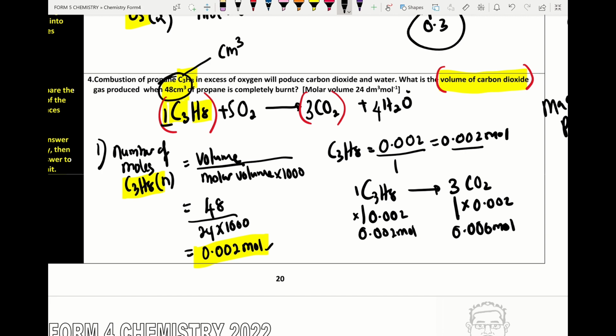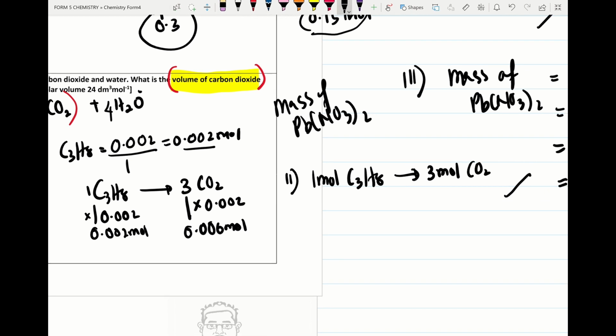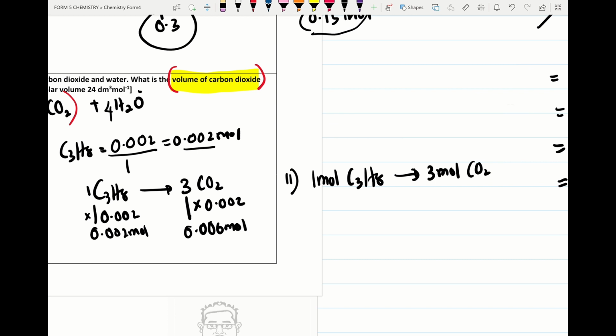Alright, so now we try to do the ratio. Second step will be here. Alright, from the equation, 1 mole of C3H8 produces 3 mole of carbon dioxide. Alright, so then we check this one. So from the 0.002 mole of C3H8 will produce, we take this mole and mole, we put here 0.006 mole of carbon dioxide. And we go for the final step.